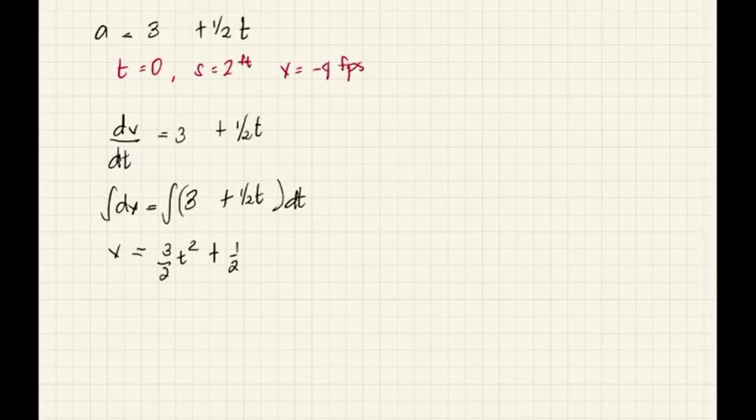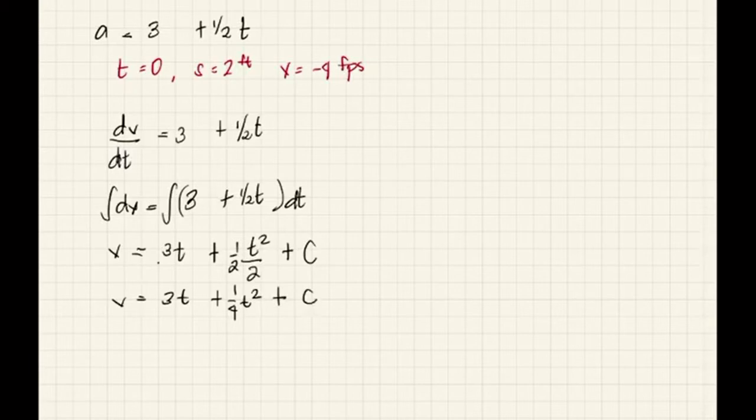Okay. So this is going to be 3t lang. Plus 1 half t squared over 2. Okay, tapos plus c. Then, simplifying velocity: 3t plus 1/4 t squared plus c.